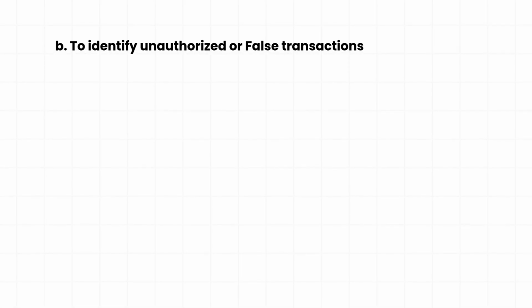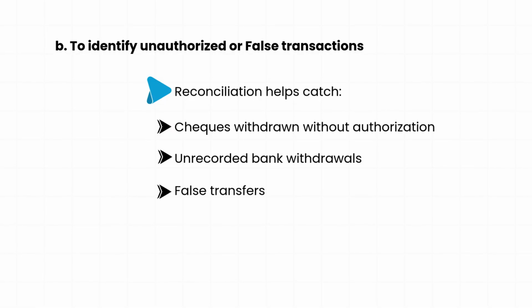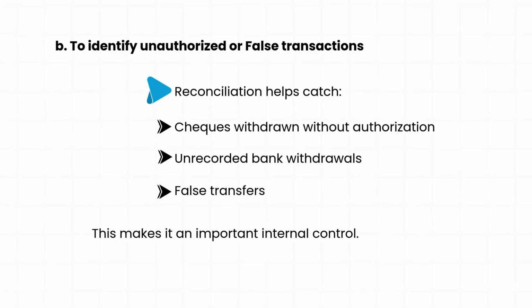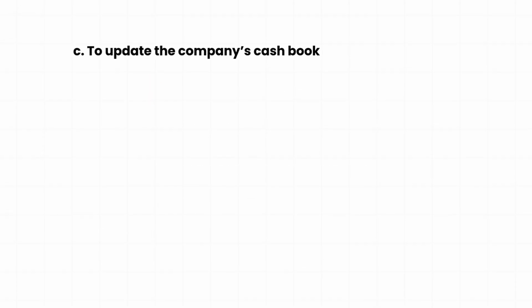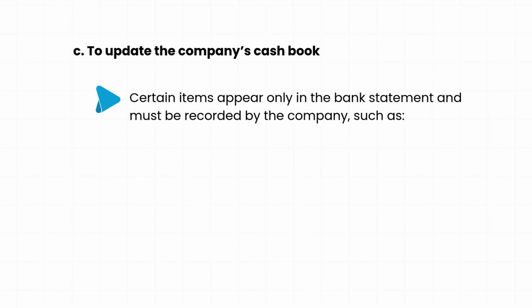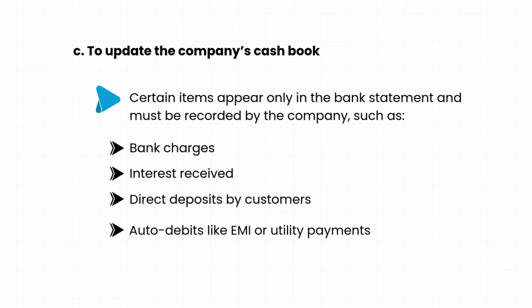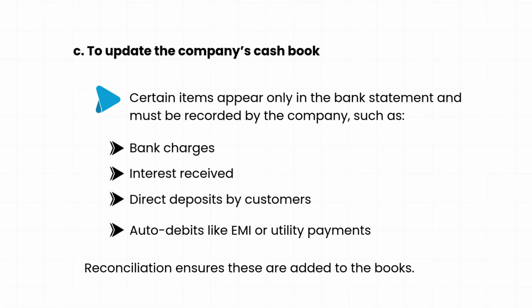B, to identify unauthorized or false transactions. Reconciliation helps catch checks withdrawn without authorization, unrecorded bank withdrawals, and false transfers. This makes it an important internal control. C, to update the company's cash book. Certain items appear only in the bank statement and must be recorded by the company, such as bank charges, interest received, direct deposits by customers, and auto debits like EMI or utility payments. Reconciliation ensures these are added to the books.